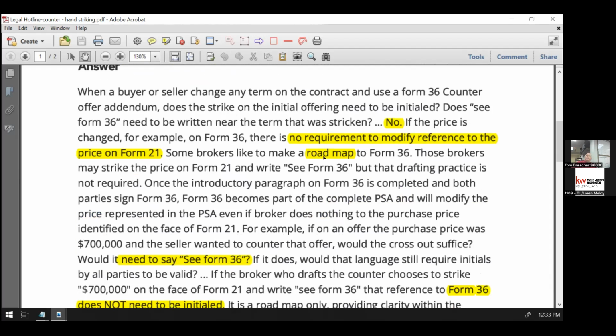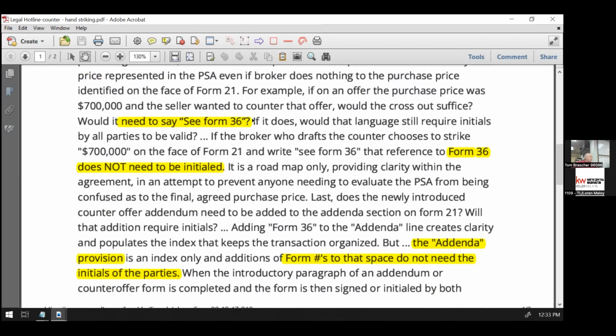Some brokers like to make a roadmap, but it's not needed. So if somebody feels good about doing that and sends it to you, don't have your buyer, don't have your client initial and send that. Address it in 36. That's the contract.